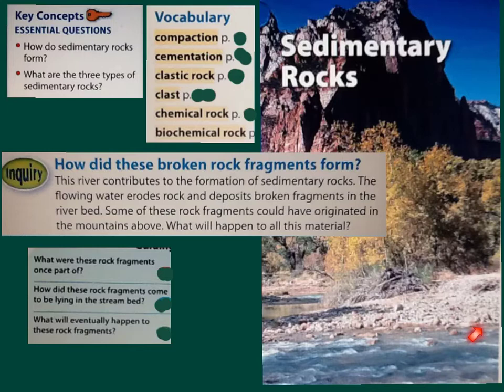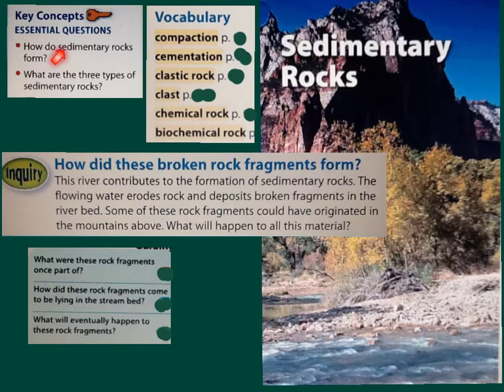Now let's take a look at some of the key information we need to write in our science journal. You'll want to make sure that you have these two key concept questions or essential questions written down. How do sedimentary rocks form? The other one is, what are the three types of sedimentary rocks? This one is not as important as the first one. How do sedimentary rocks form? It's quite important that we know this so that we know how the rock cycle really does work.